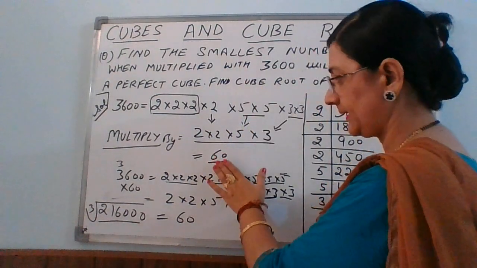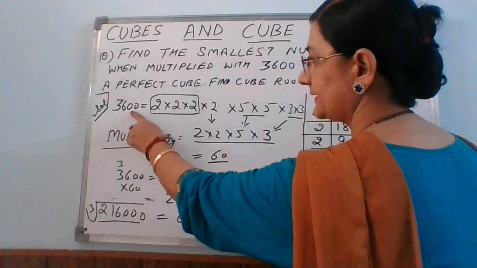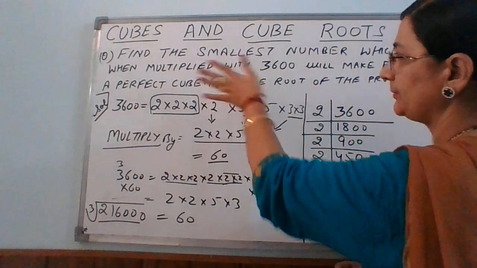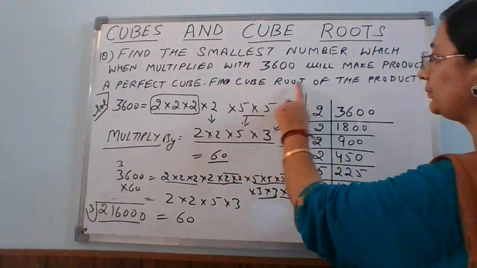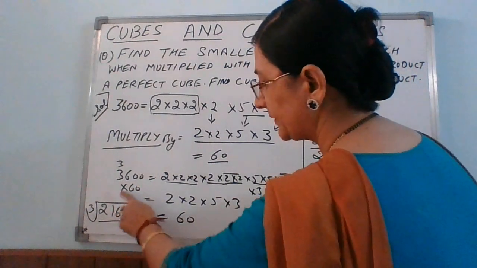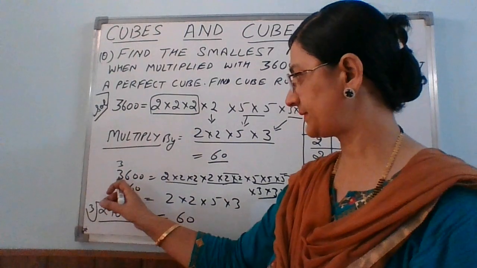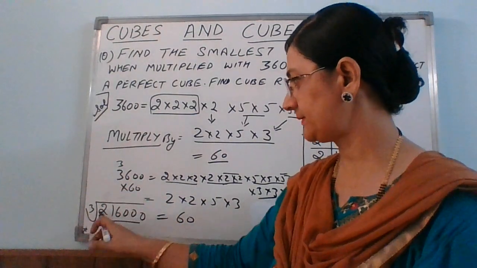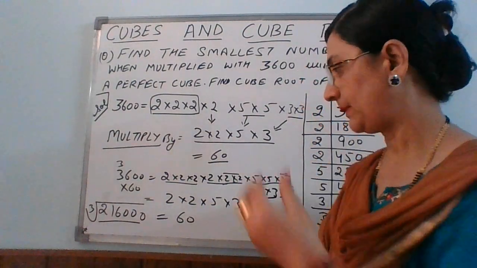So the total number became 60. So 3600 should be multiplied by 60, okay, in order to make it a perfect cube. Then the question is: find the cube root of the product. Now you multiplied 3600 by 60, what is the product then? 3600 into 60 is 216000. Now whose cube root will that be? Where will you find that?